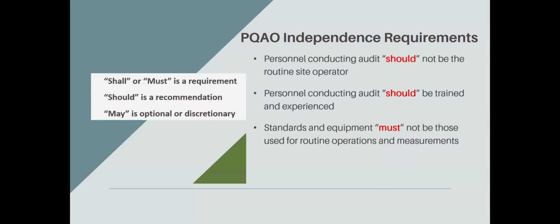I think they understand for small organizations, there's not a lot of personnel, so having independent personnel is going to be difficult for performing the audits. Again, they say that the personnel conducting the audit should be trained and experienced as an auditor. Lastly, any standards or equipment used in audits must be different than those used for routine operations and measurements. Now, other EPA guidance or the regions may impose some other requirements on top of these, but these are the requirements out of the CFR.